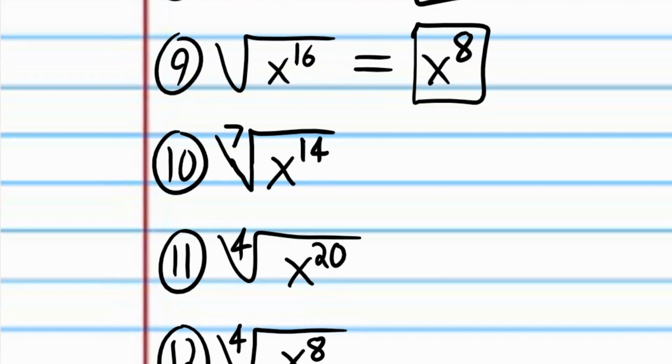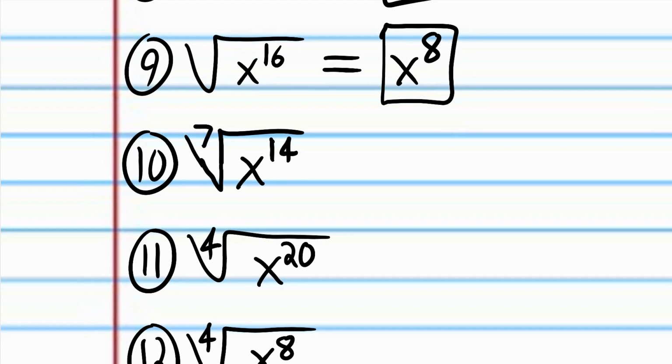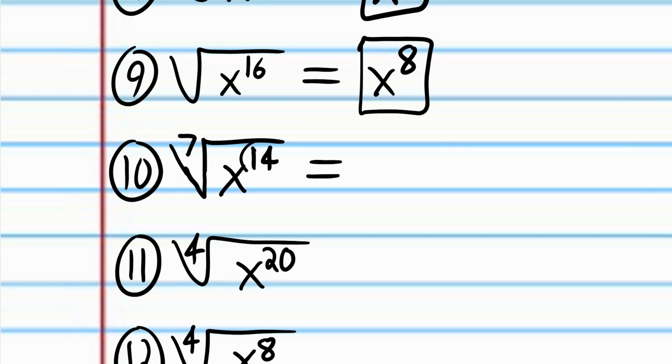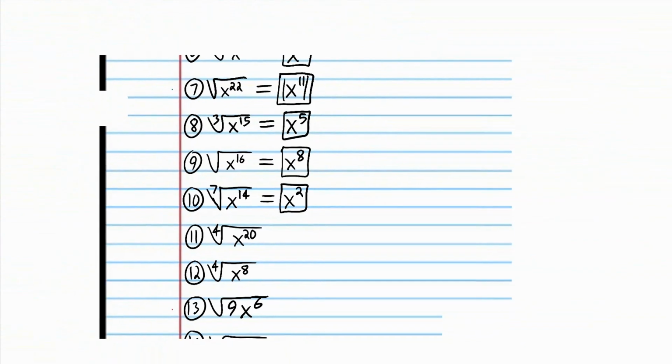All right, we're back. So first question we need to ask is, is it an even or odd index? It's an odd index, which means we don't really need to worry about absolute value symbols. We just take the power of the radicand, divide by the index. 14 divided by 7 is 2, so we have x to the 2nd power. And that's our answer. Again, we don't have to worry about absolute value symbols because the index is odd. All right, try number 11, and when you come back, we'll do it together.